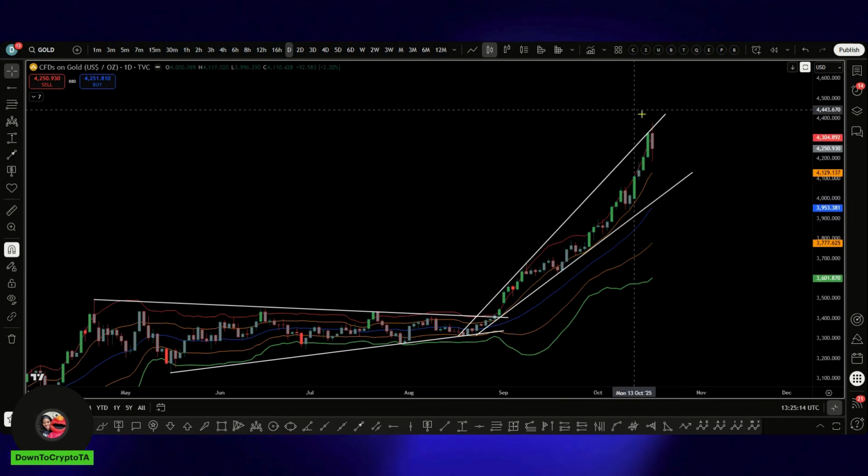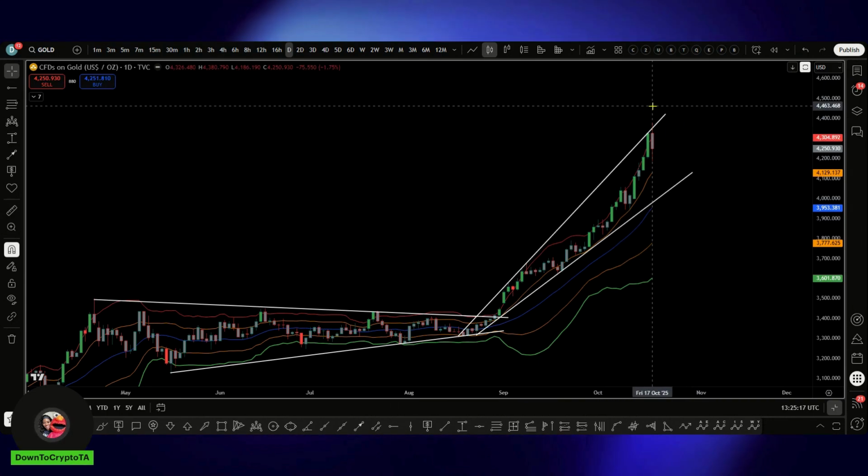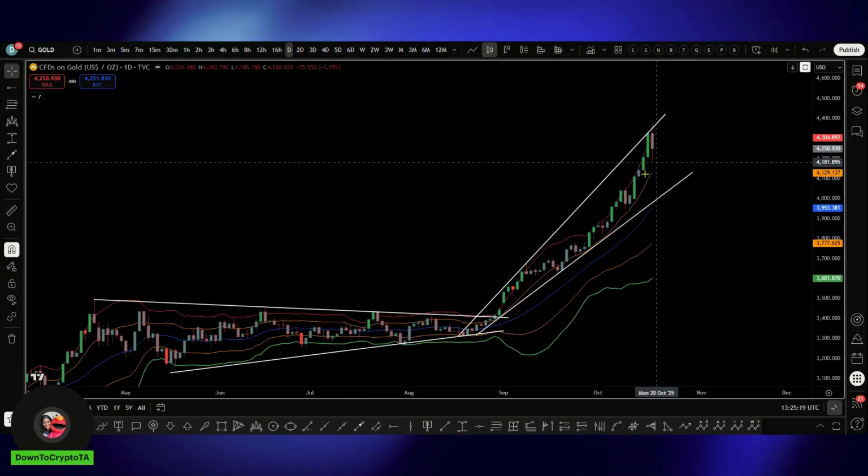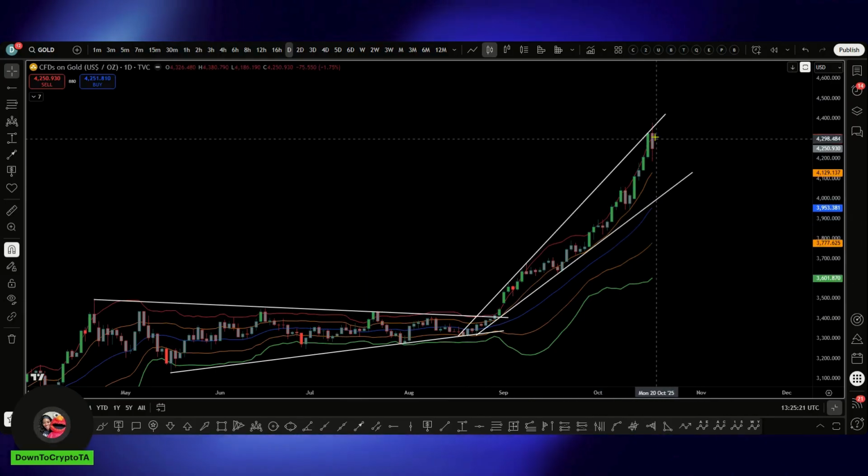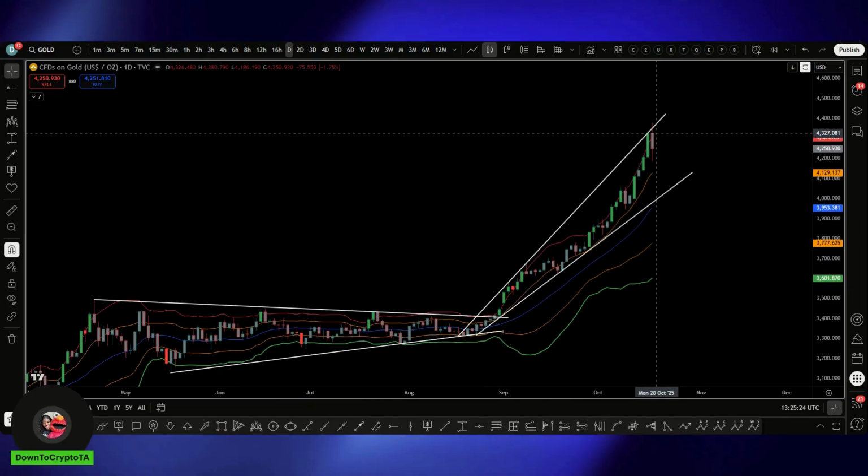Usually you'll only see a breach of the standard deviation 2 up here when the market's exhausted or euphoric, but right now we're seeing contained strength that suggests the uptrend remains healthy.